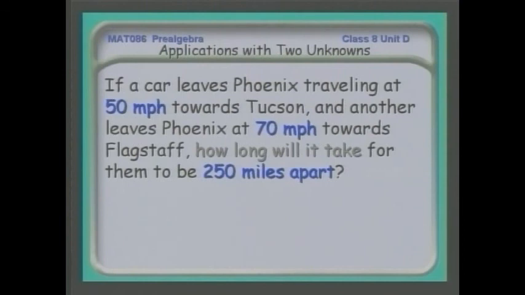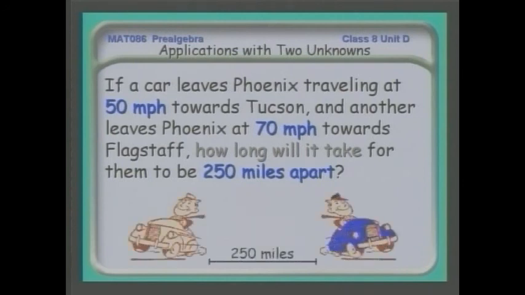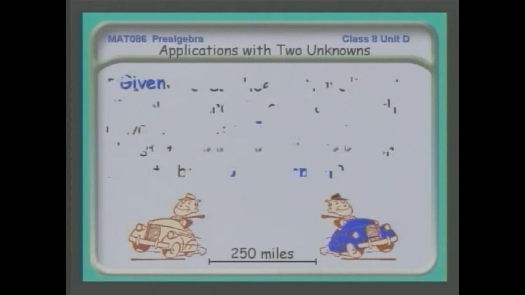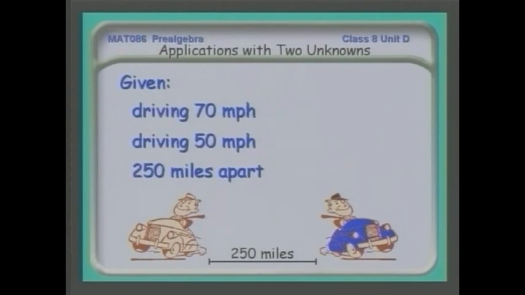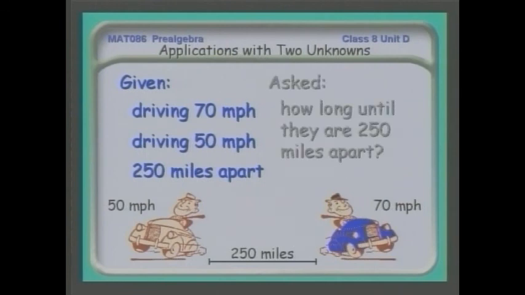We have a car leaving Phoenix going towards Tucson at 50 miles an hour. Then we have another car traveling north towards Flagstaff at 70 miles an hour. And we want to know how long it will be for them to be 250 miles apart. Now, we're assuming also, remember, that they've left at the same time. Here's a little diagram, not very clever, but we want to know where they are 250 miles apart. There's what we're given, just reviewing it, and here is what's asked. How long until they're 250 miles apart?